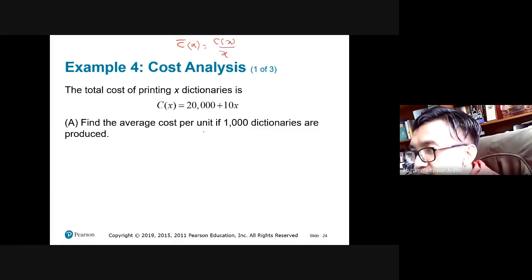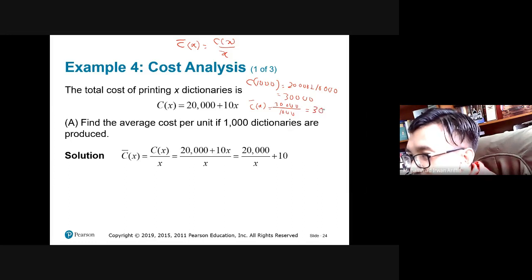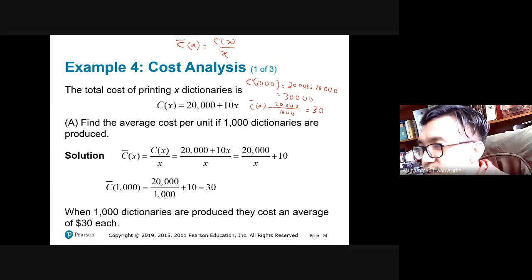So if we have 1,000 dictionaries, what is our total cost? C of 1,000 equals 20,000 plus 10 multiplied by 1,000. This is 10,000, so we have 30,000 total cost. Now to find C bar of X, we need to take 30,000 divided by 1,000. So we're going to have 30. So when 1,000 dictionaries are produced, the average cost is 30 each.